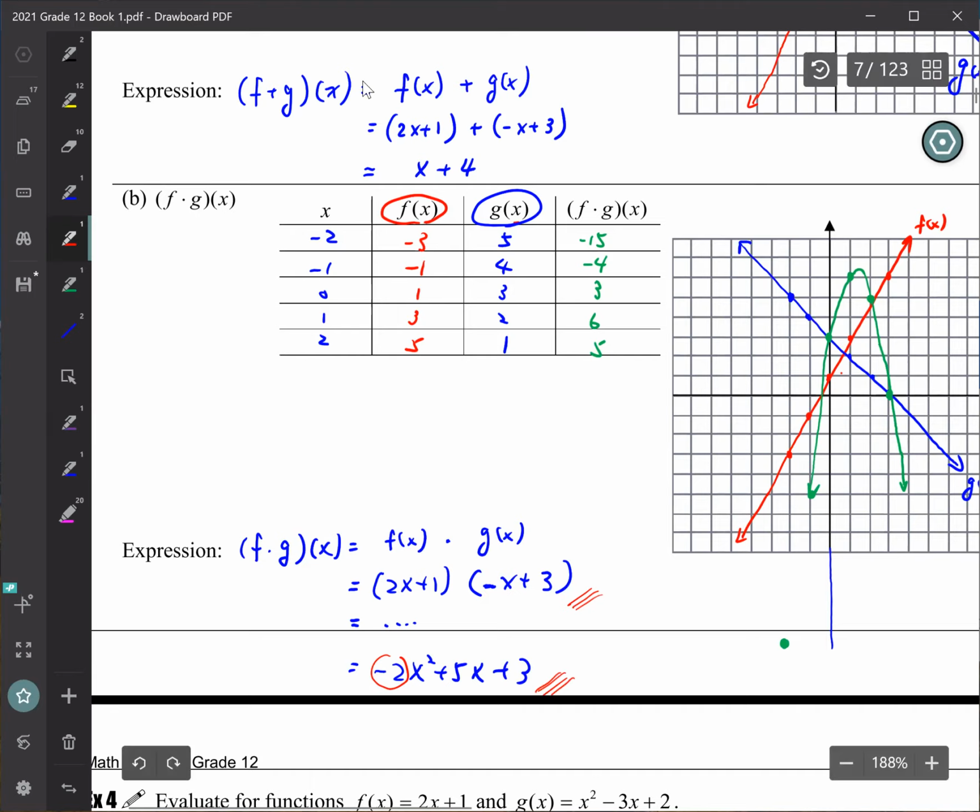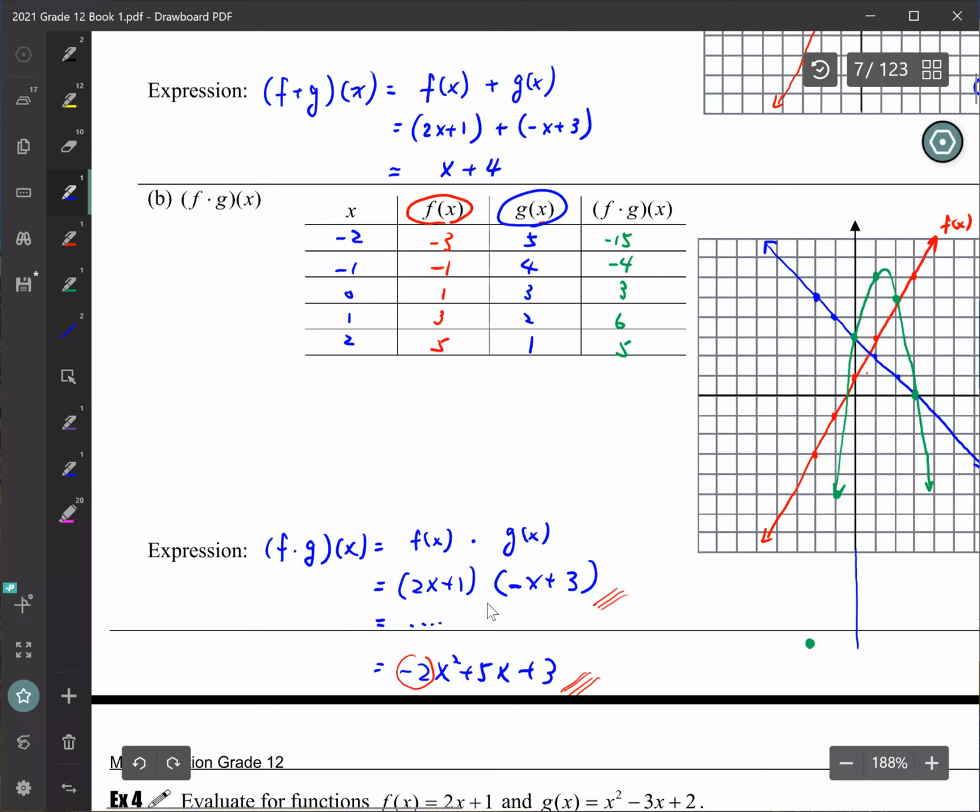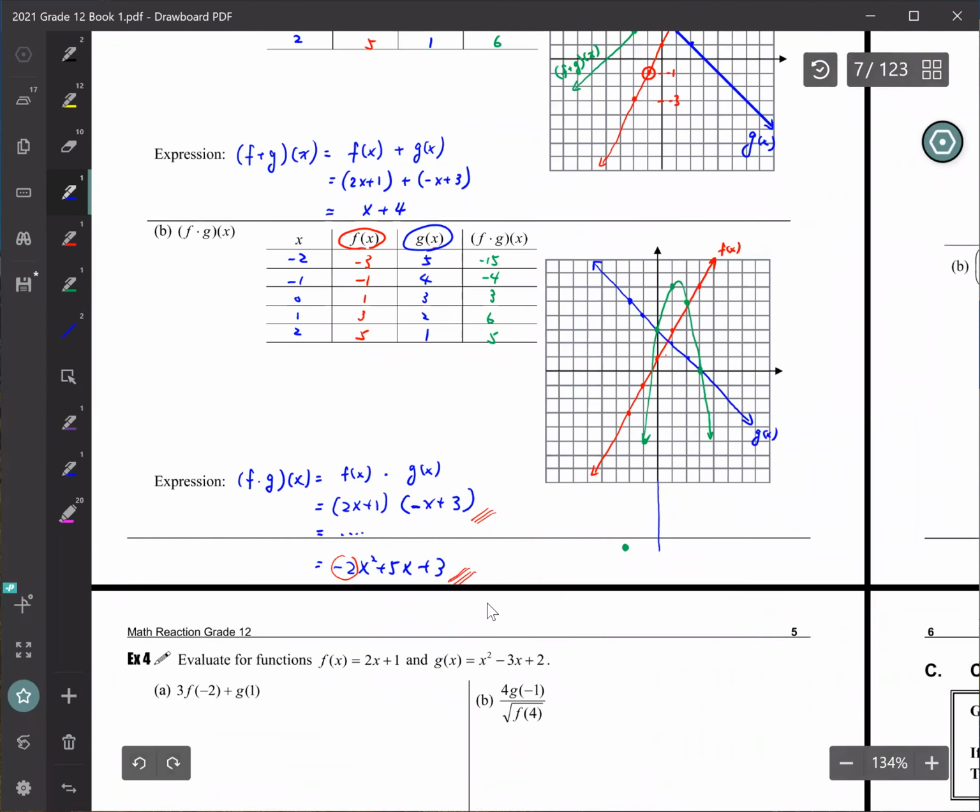Kellen, Eric, Jocelyn. Jocelyn, do you have any question about expansion? Doing the FOIL? Yeah, so make sure you know how to expand. If you have a question, let me know, because I cannot read your mind. You've got to let me know, then I'll write down the steps.